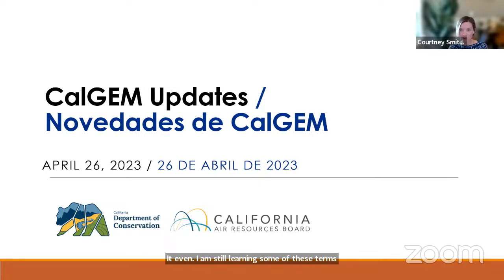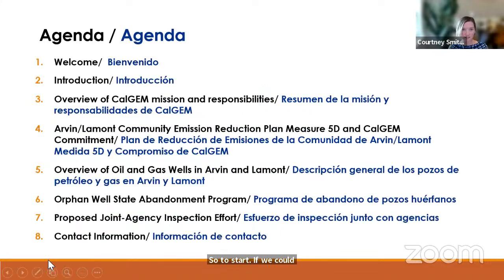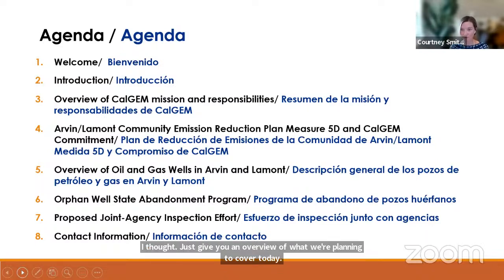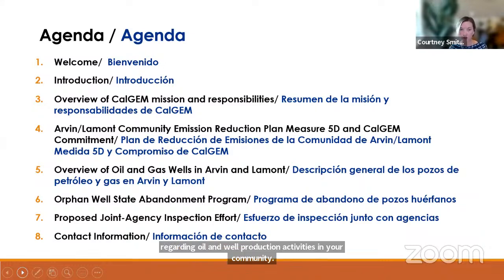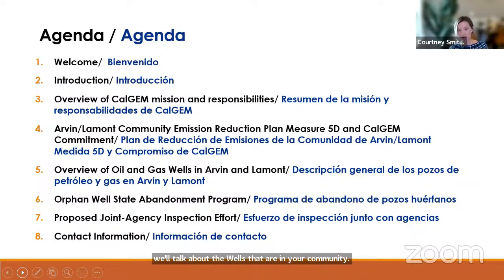To start, if we could go to the next slide, Ava, I thought I'd give you an overview of what we're planning to cover today. So to start, we'd first like to share who CalGEM is and what we do. We then really want to center folks around the commitment our division has made as part of the emissions reduction plan. We also want to provide everyone some context regarding oil and well production activities in your community. So we'll talk about the wells that are in your community. And that's really going to set the stage for us to share with you updates on a few key efforts that really aim to identify and address wells of concern in the community.